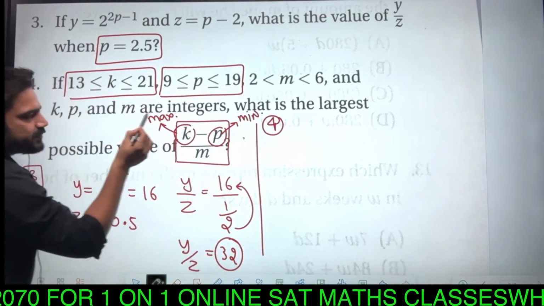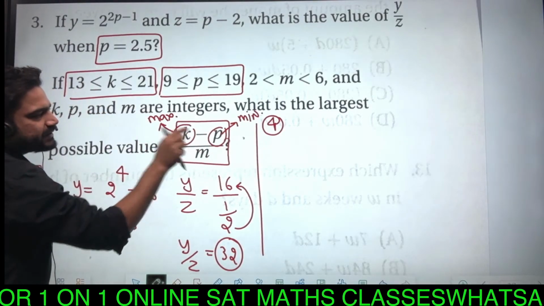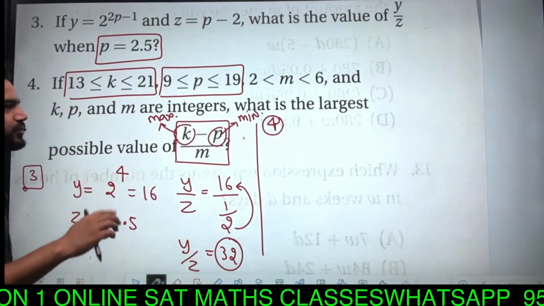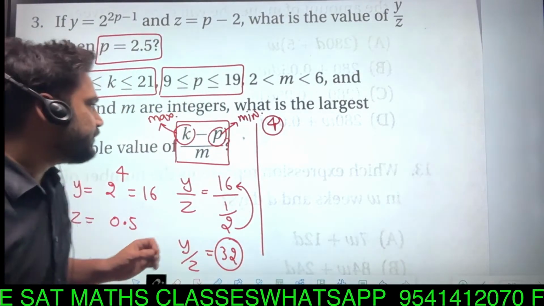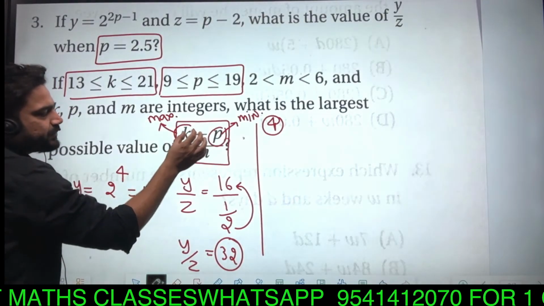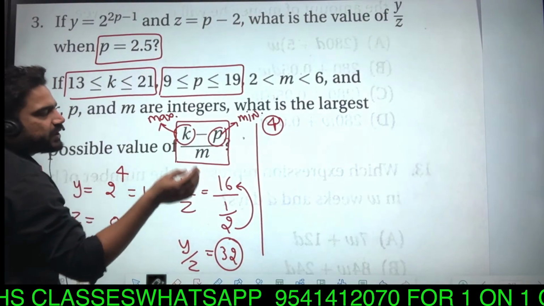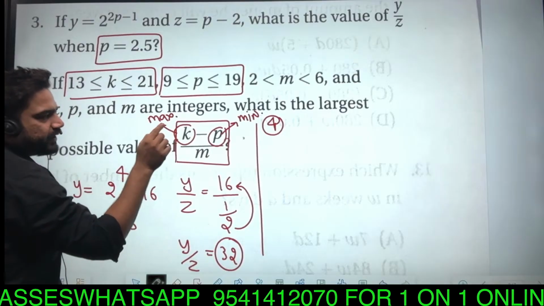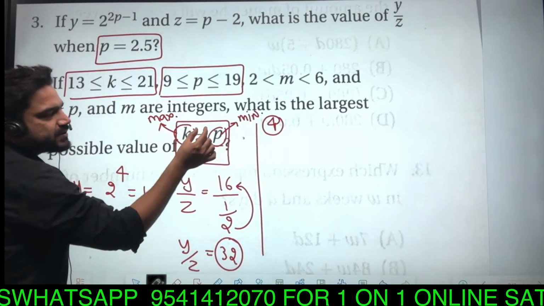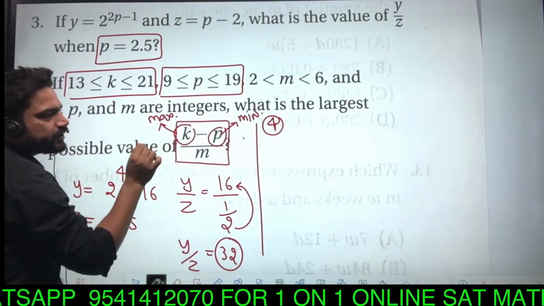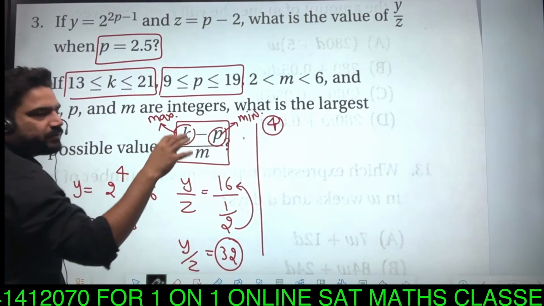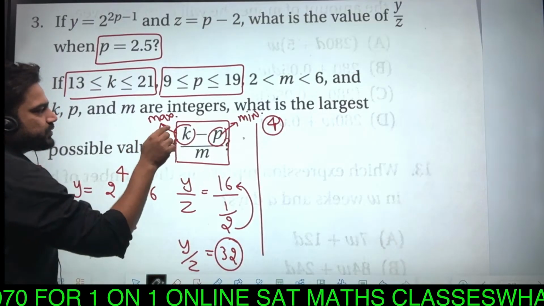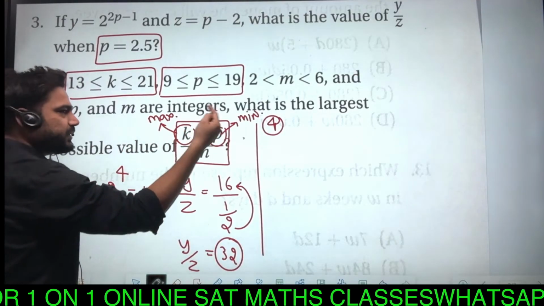This value as maximum we want, this value as minimum, because the minus sign is there. Whenever in these questions of plus minus we have to find the largest value, then we want the numerator to be largest and denominator to be lowest. Numerator will be largest when we subtract a very small amount from a very big amount. If we subtract a very small amount from a very big amount, then the value will be largest, maximum. So this k will be maximum and this p will be minimum.